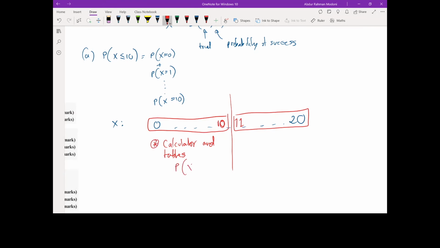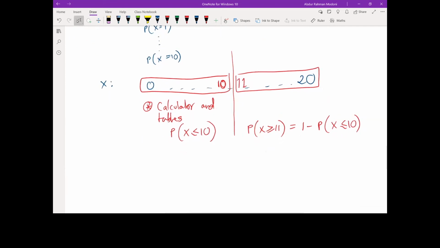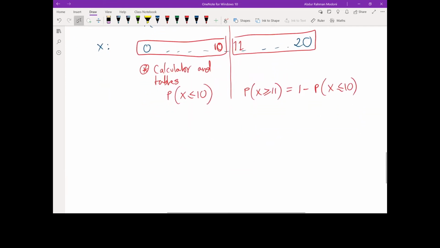So what is this? Well, this is the probability of X being less than or equal to 10. So what's going to be on the right-hand side? It will be the probability of X being greater than or equal to 11. And how would we work that out? It would be 1 minus the probability of X being less than or equal to 10. So always start off with the number line. I can't emphasize how important it is to start off with this number line.